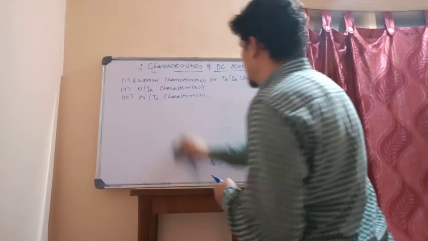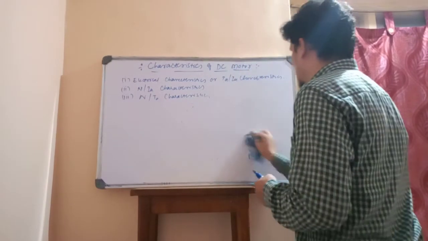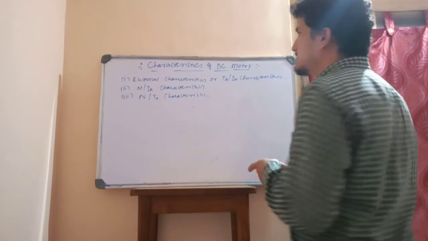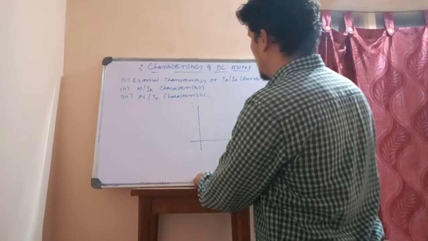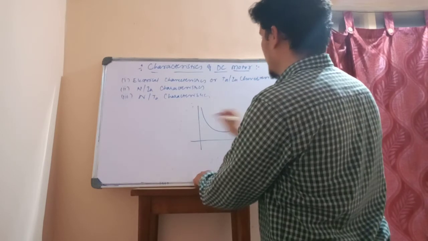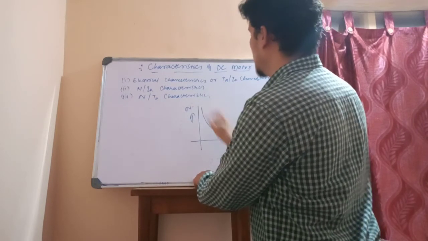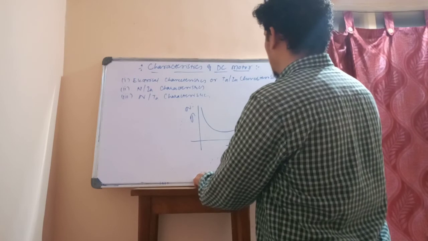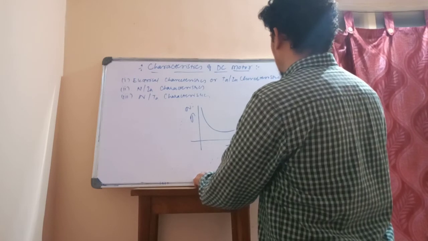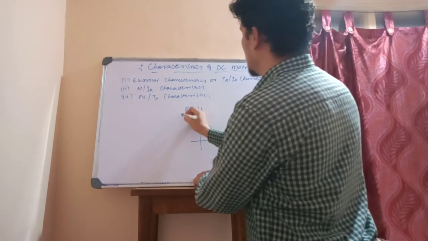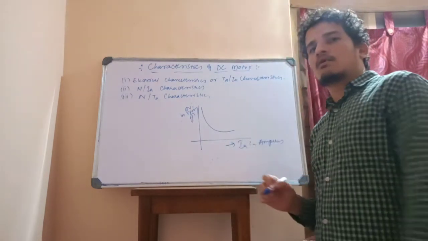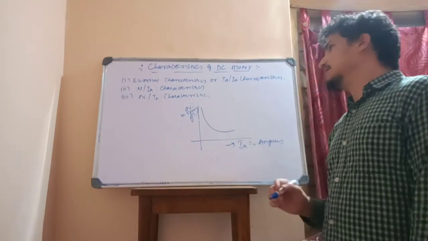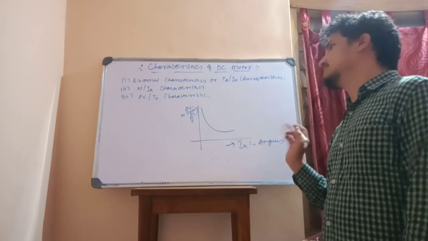Inverse characteristic. So now you can write like this. Speed versus Ia. It will go like this. This is speed in RPM and this is Ia in amperes. Speed versus Ia characteristic is an inverse characteristic.